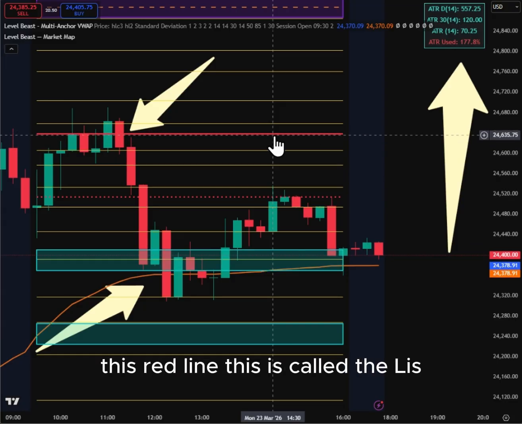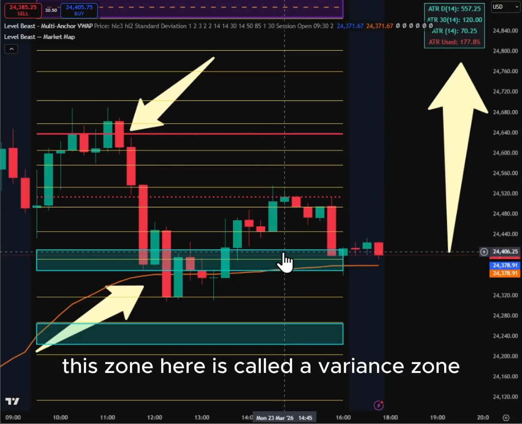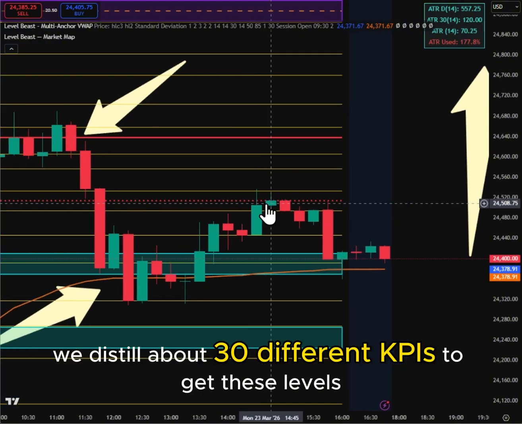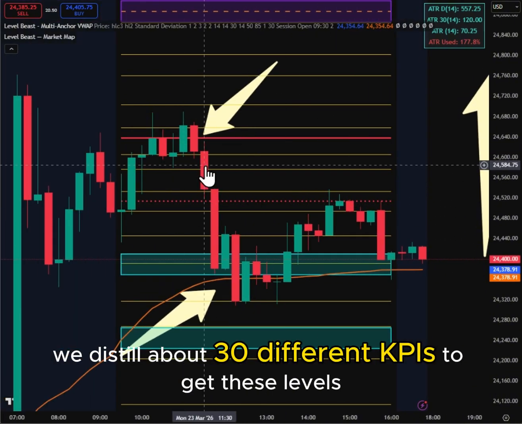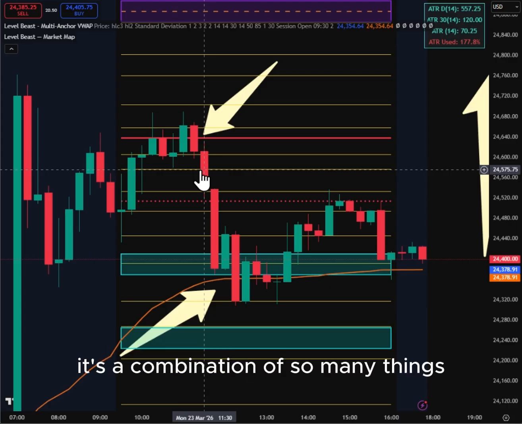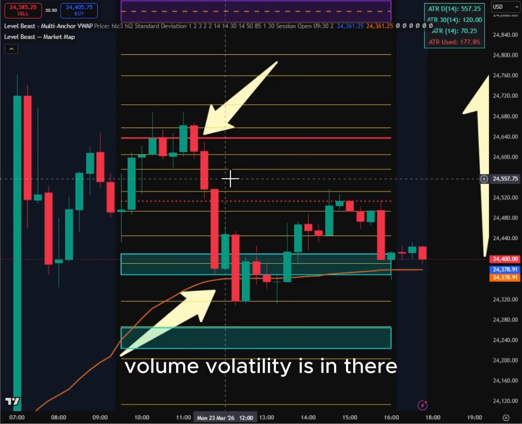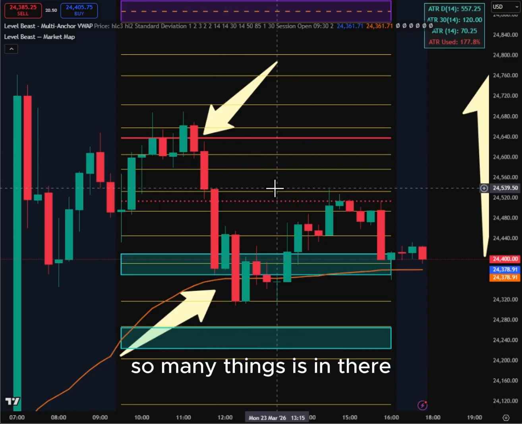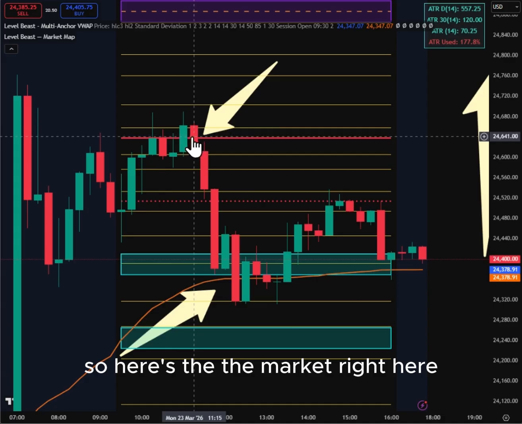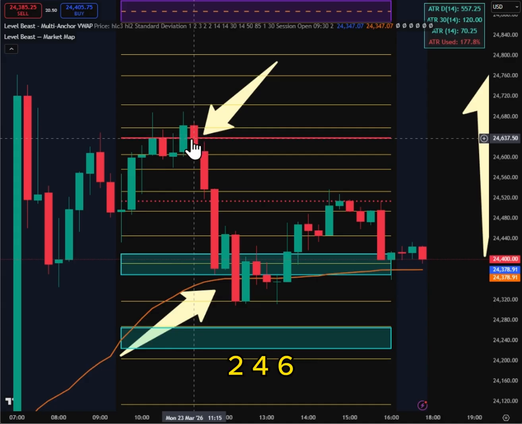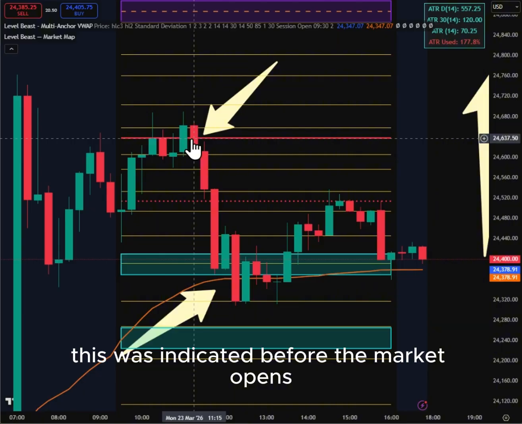This red line, this is called the LIS. We've discussed that many times. This zone here is called a variance zone. These are proprietary levels. We distill about 30 different KPIs to get these levels. It's a combination of so many things, and we need the data in order to come up with these levels. Volume, volatility is in there. So many things is in there. So here's the market right here, 2463750. This was indicated before the market opens.